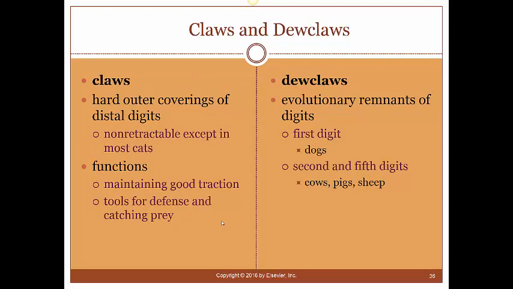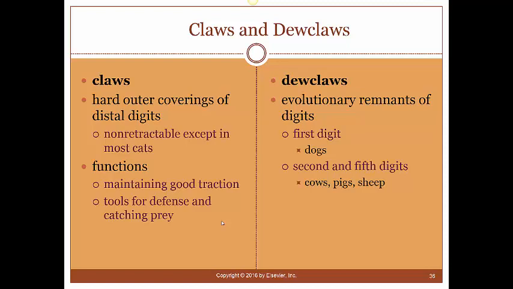Claws are going to be found in dogs and cats. They're a hard outer covering of the distal digit. They're actually going to be very closely and physically attached to the very last bone of the digit, which is known as the third phalanx.